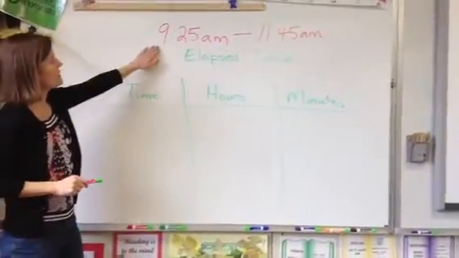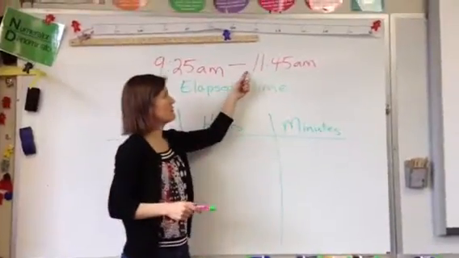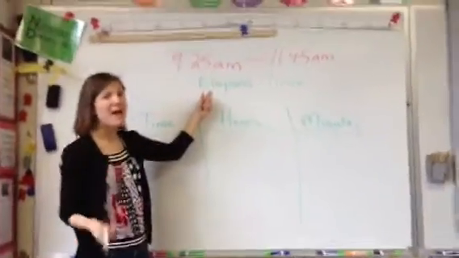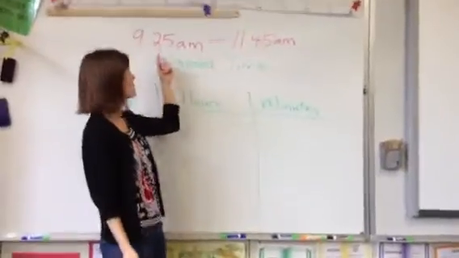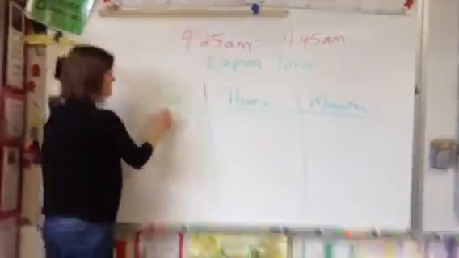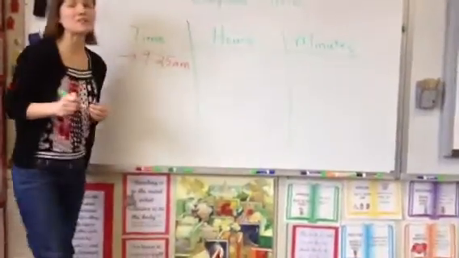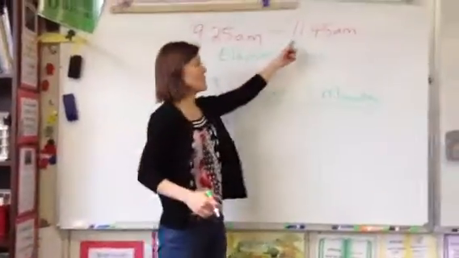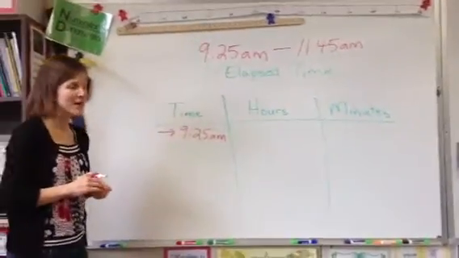Here's our problem up here. 9:25 a.m. to 11:45 a.m. We want to know how much time has elapsed, or how much time has passed in between this time and this time. The start time and the end time. So our start time always goes right here, 9:25 a.m. And then what we're going to do is we're going to count up, or we're going to count on, till we get to 11:45 a.m. It's a really good strategy for figuring out how much time has passed.